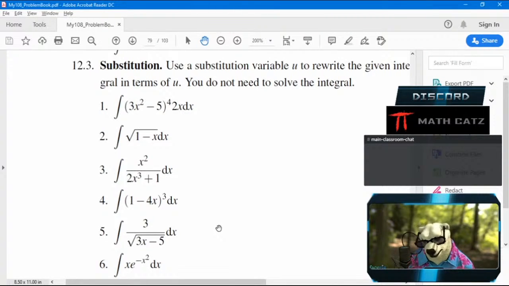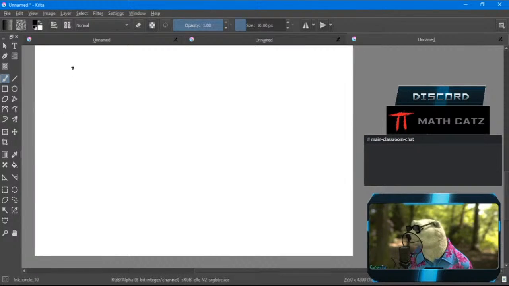Let's see. Ooh, let's do number 3. I don't want to skip any of these. Well, I'll skip number 4. That one's a little straightforward. Number 3, x squared over 2x cubed plus 1. X squared over 2x cubed plus 1. Did I remember it right?